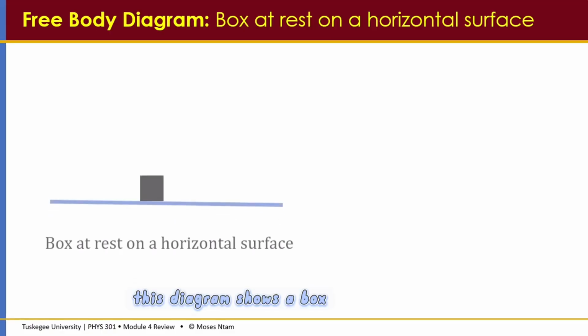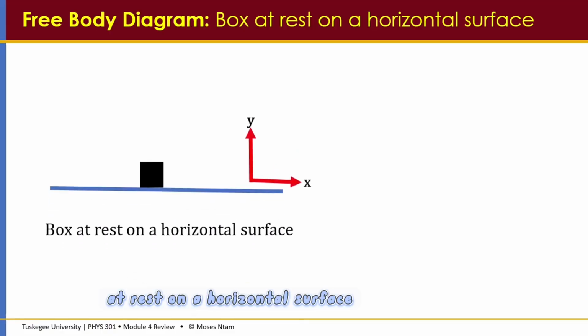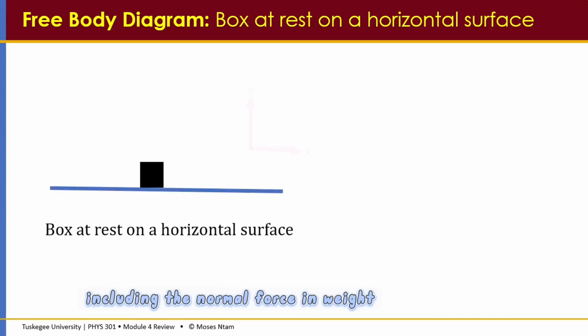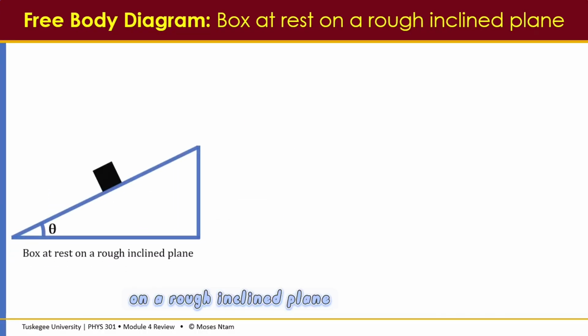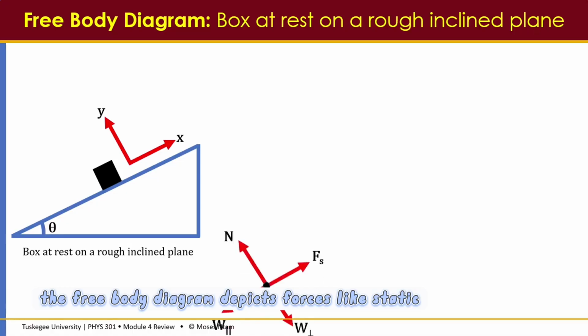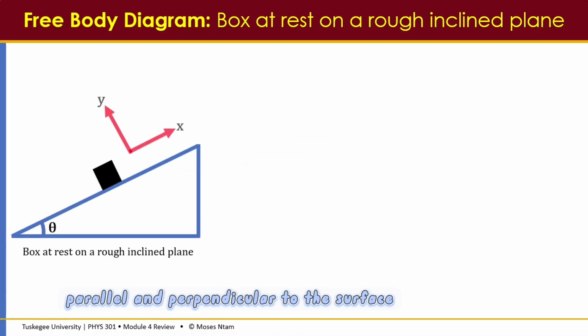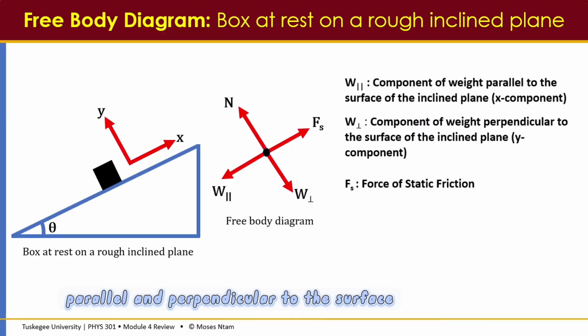This diagram shows a box at rest on a horizontal surface, illustrating the forces acting on it, including the normal force and weight. On a rough inclined plane, the free body diagram depicts forces like static friction and normal force, with weight components parallel and perpendicular to the surface.